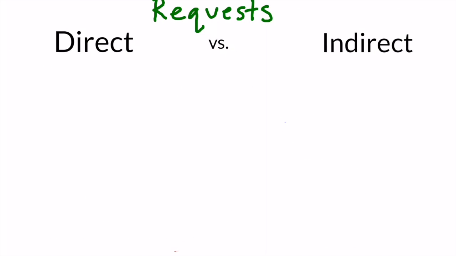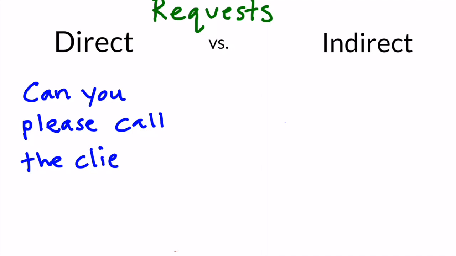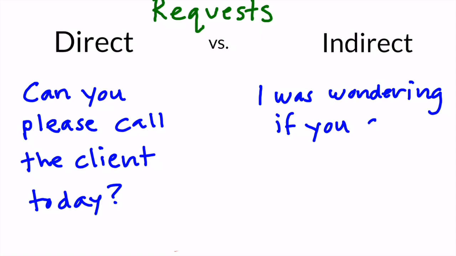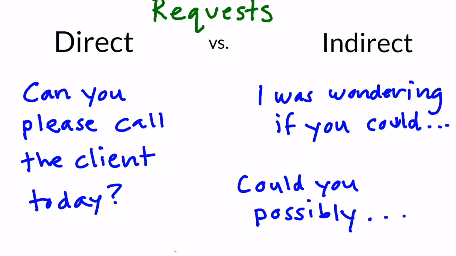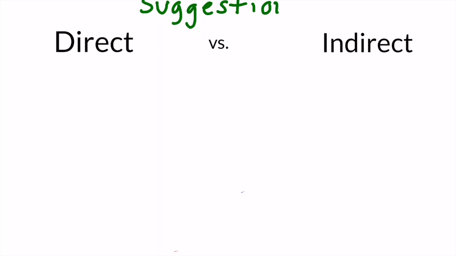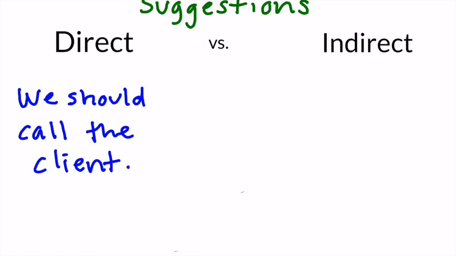Let's look at some examples of direct versus indirect language. When making a request, a direct way to ask is to simply say, "Can you please?" A softer, more polite request using indirect language would be to say, "I was wondering if you could," or "Could you possibly?" To make a suggestion using direct language, you should say, "We should."